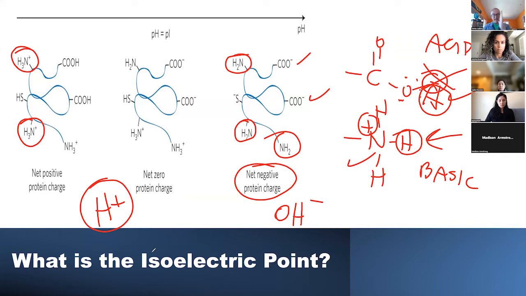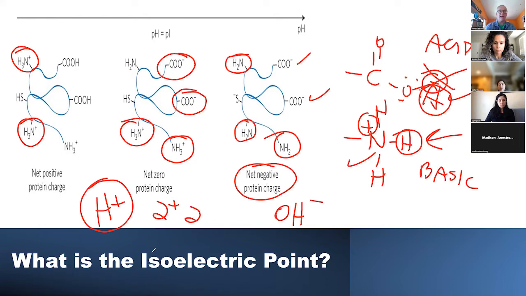Somewhere in between, we're going to have exactly the same number of negative charges and positive charges. Those will be identical. And at that pH, the net charge of the protein is 0 because, in this instance, it's got 2 positives and it's got 2 negatives. We add those together and we get 0.